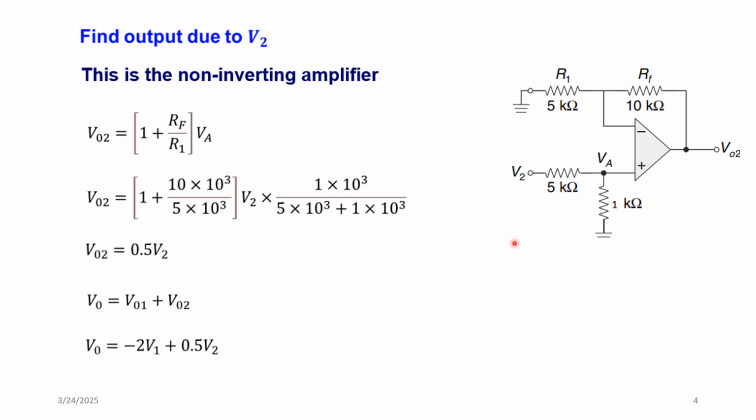So case 1 we considered only V1 acting alone. We are finding the output voltage V01 which is minus 2 V1. Case 2 we are taking V1 as 0, V2 we are considering and finding the output voltage V02, that value as 0.5 V2. So I am adding the total output voltages, that is V01 plus V02, just the answer minus 2 times V1 plus 0.5 V2.